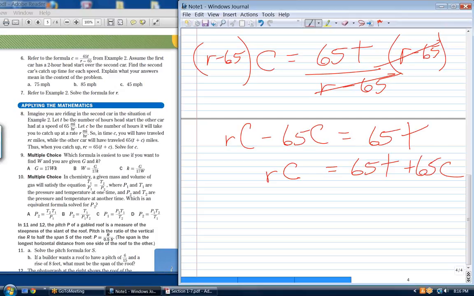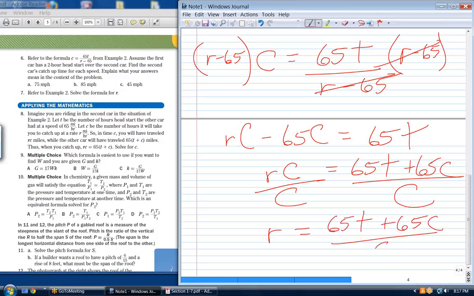And now one last step. It's almost always the final step of solving an equation. Divide by the coefficient of R, which is C. Right. So R ends up being 65T plus 65C divided by C. So that's the equation solved for R.